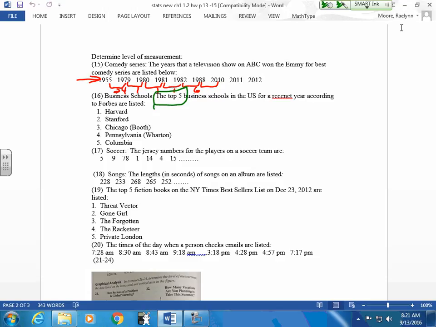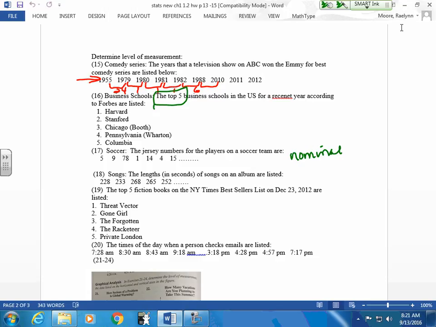Number 17, these are the jersey numbers on the soccer team. Nominal. No kind of difference between these for me. Okay, now listen to this one. The length in seconds of songs on an album are listed. The length in seconds, 228, 233, etc. What level of measurement is that? Ratio. Can I say one song is twice as long as another in terms of seconds played? Yeah.